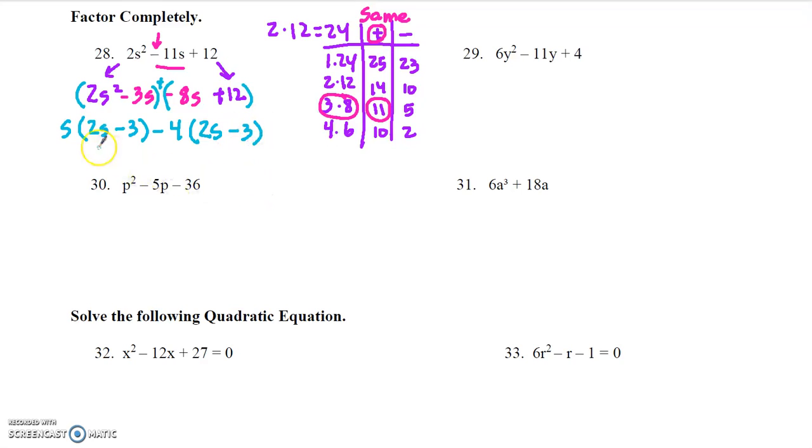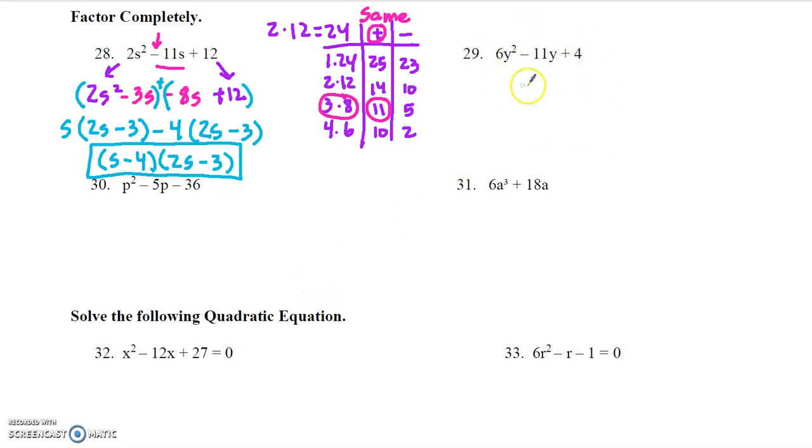Okay, so now look what I have. What I have in the parentheses is the same. That should happen. So what I pulled out, I factored out an s and then a minus 4. Right here was the s, right here was the minus 4. And then my repeating parentheses, I am writing 1 time. So here's my answer for number 28. Okay? All right, let's look at number 29.